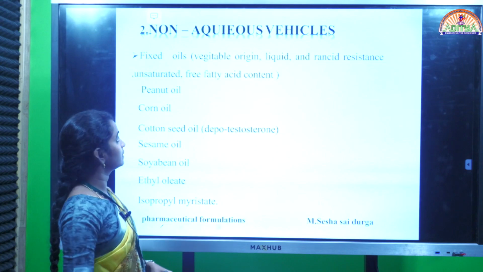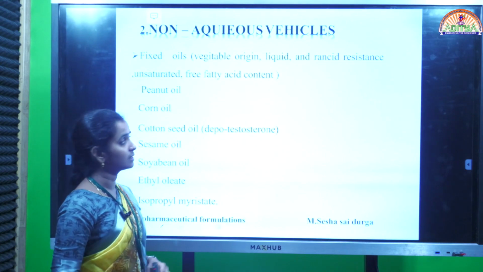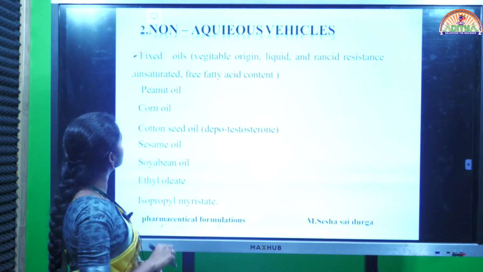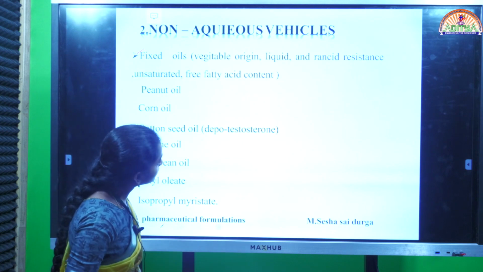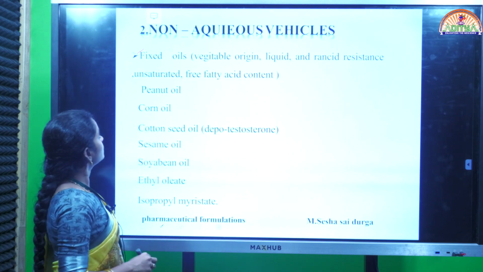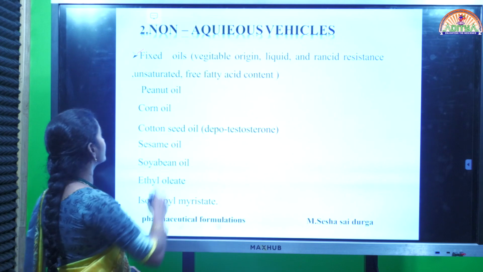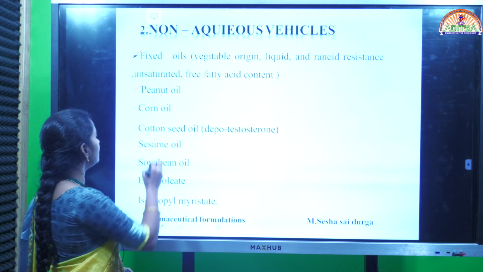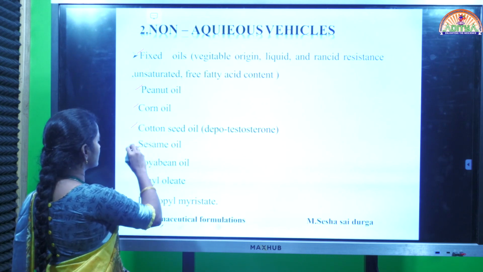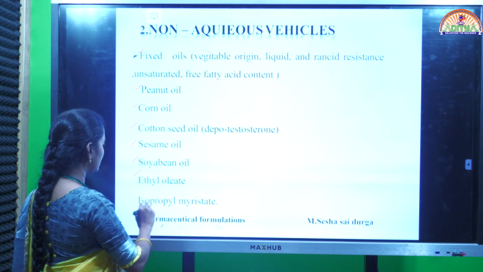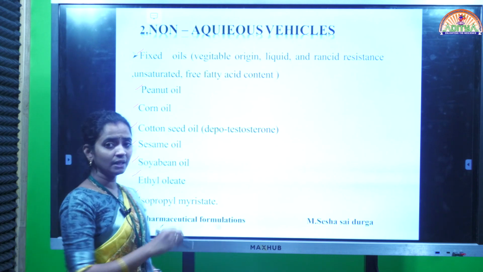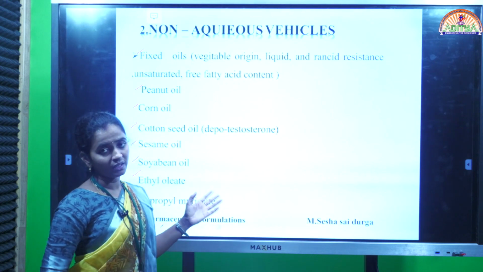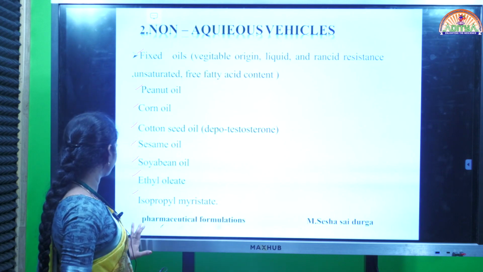Now this is the second category, that is non-aqueous vehicles. Here oily substances like fixed oils which are obtained from both vegetable origin, animal origin and also free fatty acids, anything we can use. Under the vegetable oils we can use either peanut oil, corn oil or cottonseed oil or sesame oil, soybean oil, ethyl oleate, isopropyl myristate. So these are the examples for the non-aqueous vehicles. Among these, any one can be used in the making of the parenteral formulation.